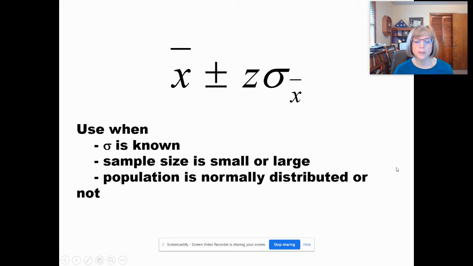So once again, here's our formula. X bar plus or minus z times the standard deviation of x bar. So our sample mean, our point estimate, plus or minus our margin of error. Now, we can only use this in certain circumstances. If we don't know the population standard deviation, we cannot use this formula because we won't know how to calculate the standard deviation of x bar. It doesn't matter if our sample size is small or large, and I can have a population that's normally distributed or not. So kind of a wide variety of times we can use that, but we have to know the population standard deviation.